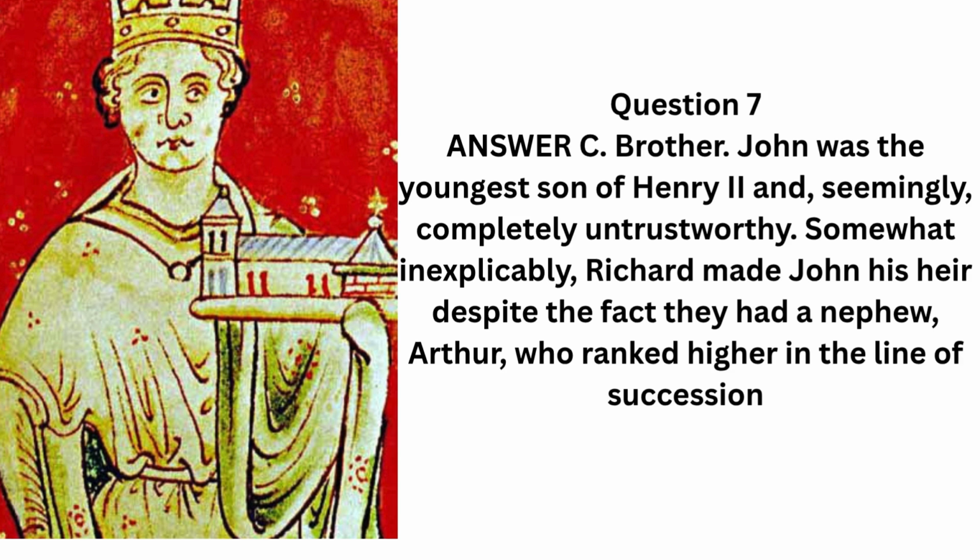Somewhat inexplicably, Richard then made John his heir, despite the fact they had a nephew, Arthur, who ranked higher in the line of succession than John, albeit he was much younger. It would be a fateful decision, and John came to the throne in 1199 on Richard's death.